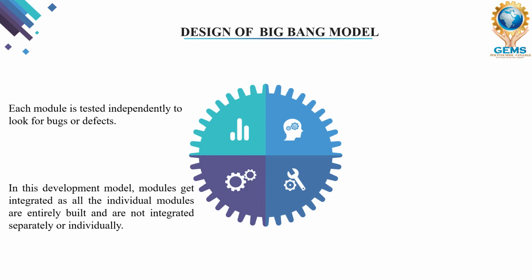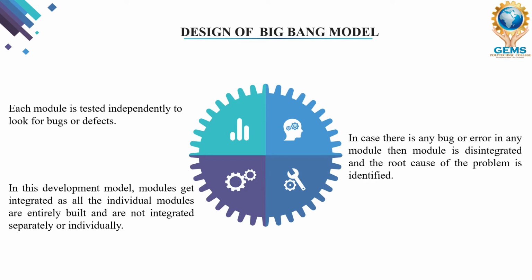Next point we have, in this model, modules get integrated and all the individual modules are entirely built. That means here in the Big Bang model, while developing the project, all the individual modules are entirely built, and are not integrated separately. So this is the second point for the design of the Big Bang model. And the last point we have, in case there is any bug or error in the module, then we are easily able to disintegrate it and find the root cause of the problem and we can easily resolve it.